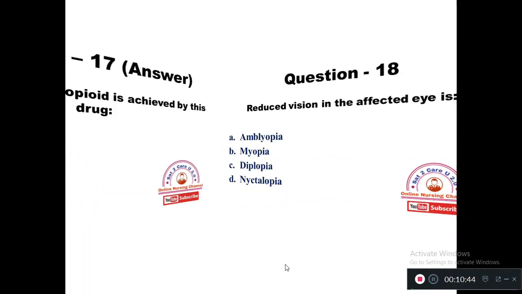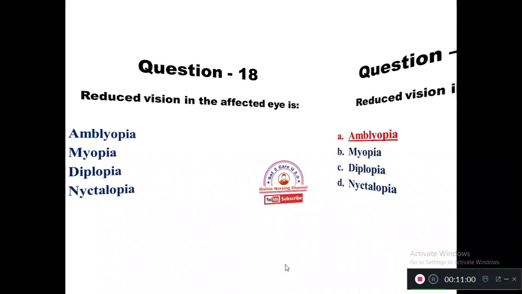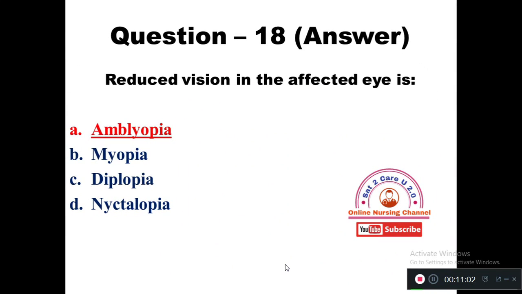Question number 18. Reduced vision in the affected eye is: A, Amblyopia, B, Myopia, C, Diplopia, D, Nyctalopia. So reduced vision in the affected eye is amblyopia. It is also called lazy eye.